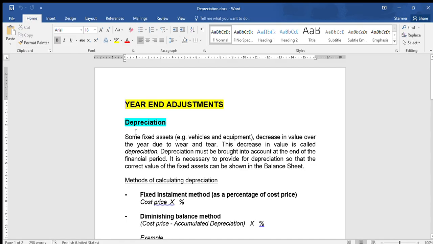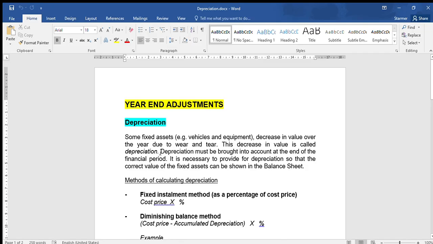Any fixed asset that you purchase, like vehicles and equipment, as they get used, they're going to decrease in value. So as they get used due to wear and tear, the value is going to decrease. And that decrease in value we refer to as depreciation.